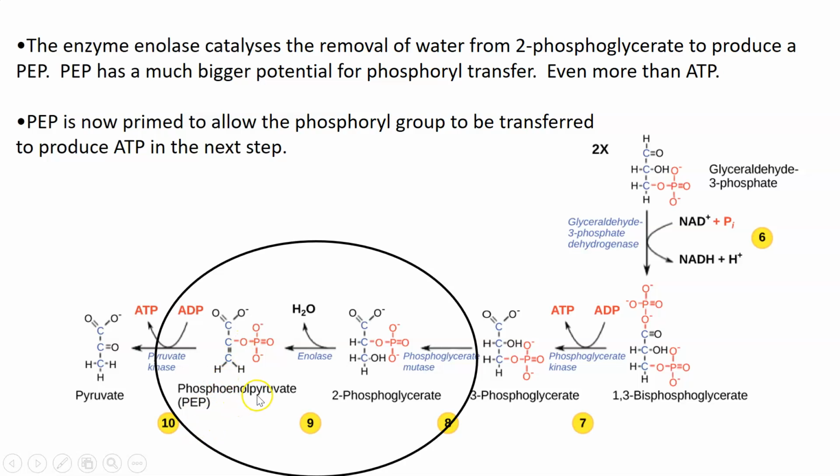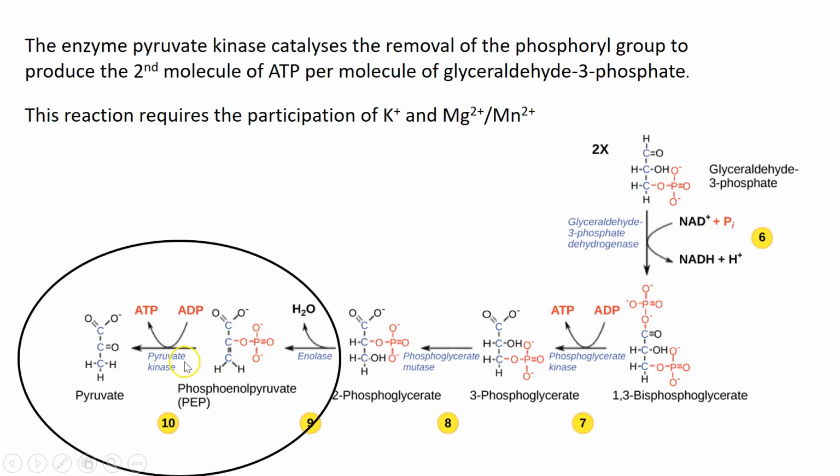So phosphoenolpyruvate, obviously with the phosphate group on the second carbon, with the removal of water, is dying to give off this phosphate group, and that's what it does. Pyruvate kinase removes the phosphate group to regenerate more ATP from ADP. As we remove the phosphate group, we're producing pyruvate, and that's the final product of glycolysis. Again, this reaction requires the involvement of not only magnesium, but also manganese and potassium.